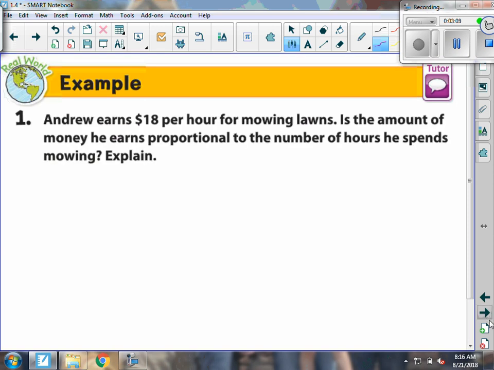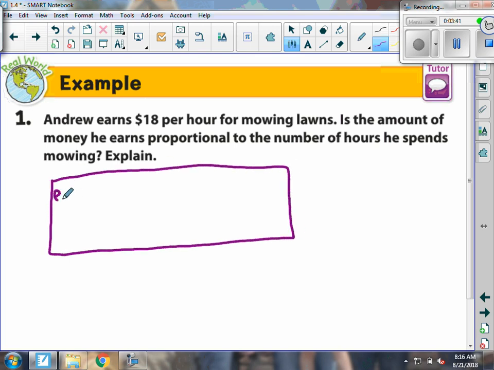Okay, take a moment and copy this down. Andrew earns $18 per hour for mowing lawns. Is the amount of money he earns proportional to the number of hours he spends mowing? Explain. Okay, if you need more time, please pause this so you have more time. We're going to set up a fraction. Sorry, not a fraction. Before we set up our fraction, we're going to set up a table.